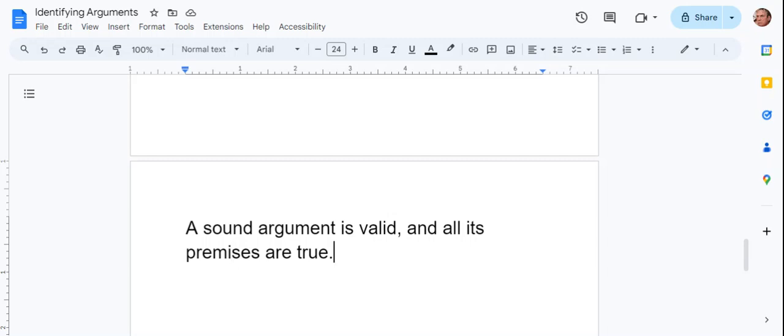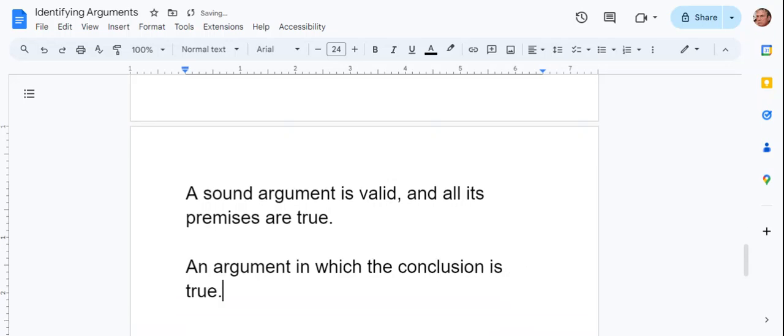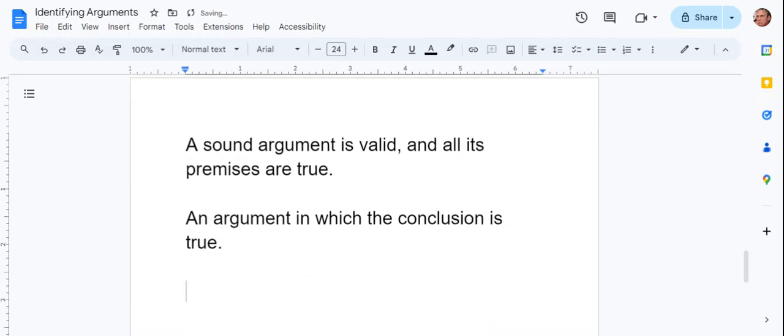So what does that tell us? A sound argument, if we put the two things together, is an argument in which the conclusion is true. I mean, that's true of it. Maybe not true of all. Certainly not true of all arguments. Some arguments in which the conclusion is true are invalid.